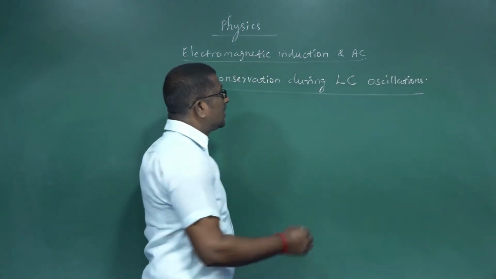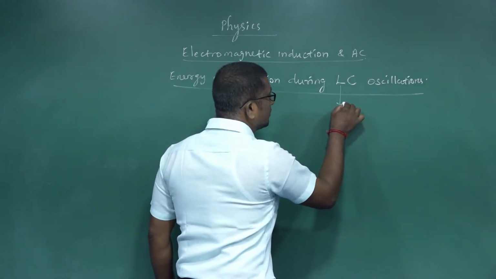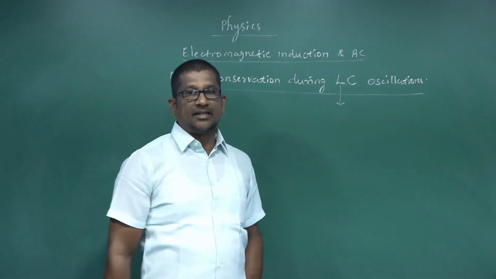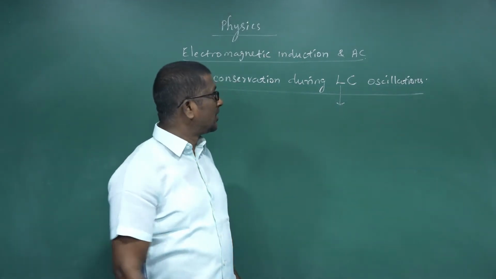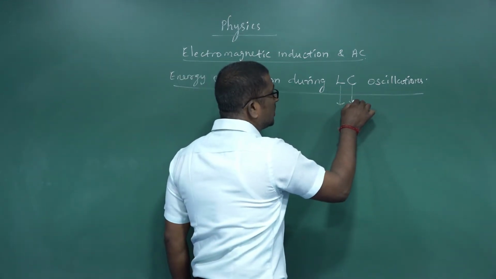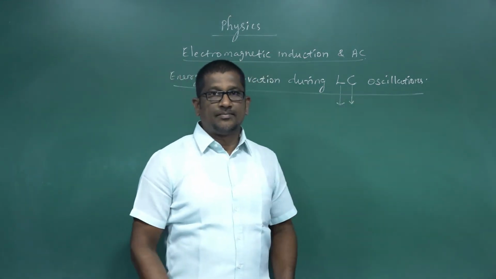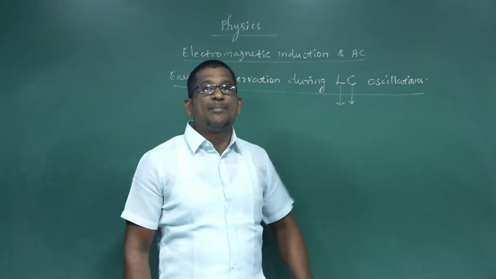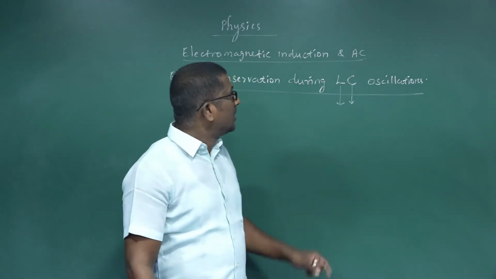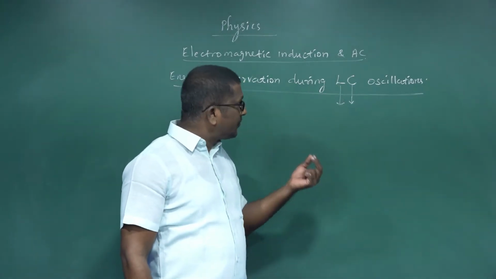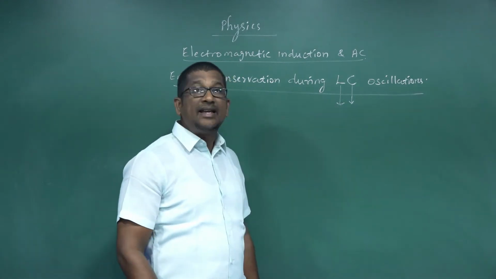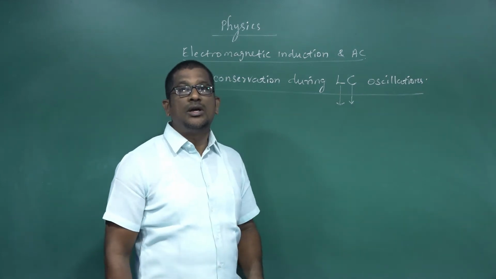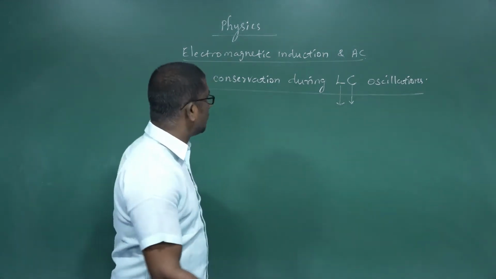Right. Here, L refers to the self-inductance of an inductor, and C refers to the capacitance of a capacitor. If an inductor of self-inductance L and a capacitor of capacitance C are connected to form a circuit, it is called an LC circuit.